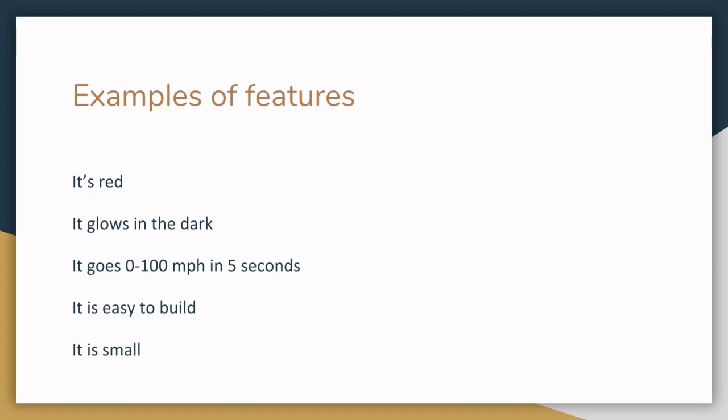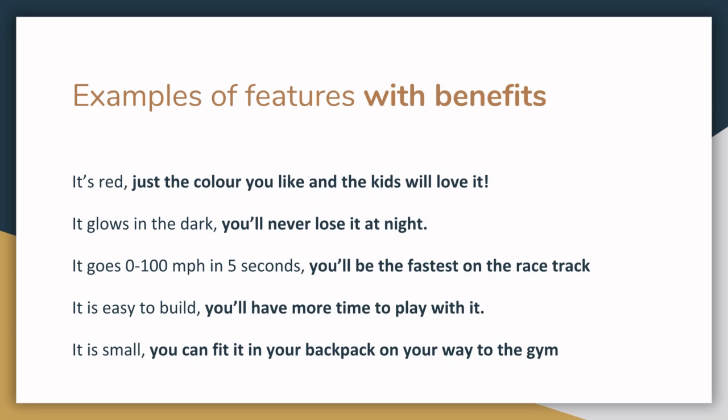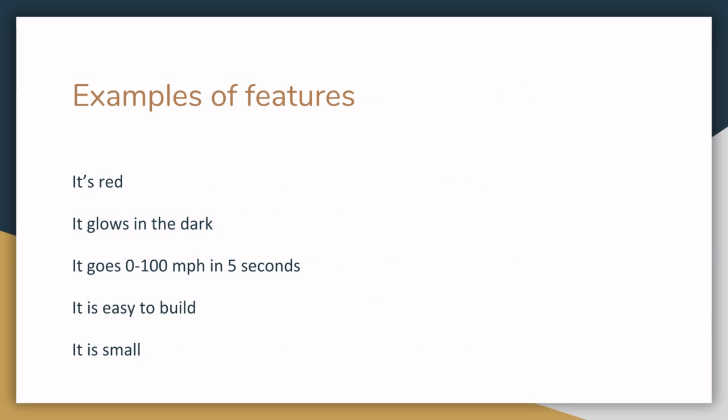These are examples of features. It's red, it glows in the dark, it goes 0 to 100 miles per hour in 5 seconds. It is easy to build, it is small. These are just features. It's something that describes the product or service, okay? And benefits are what those features give to the person. As in, it's red, but who cares if it's red? It's just red. But what does it mean for the person?